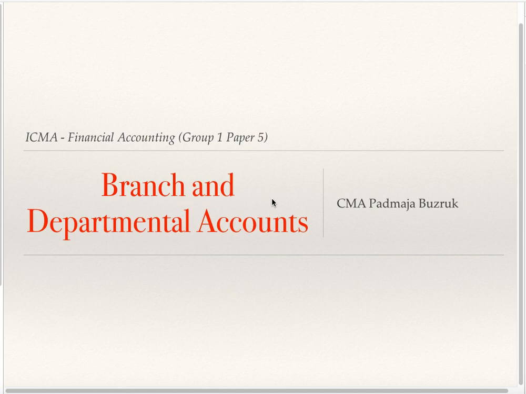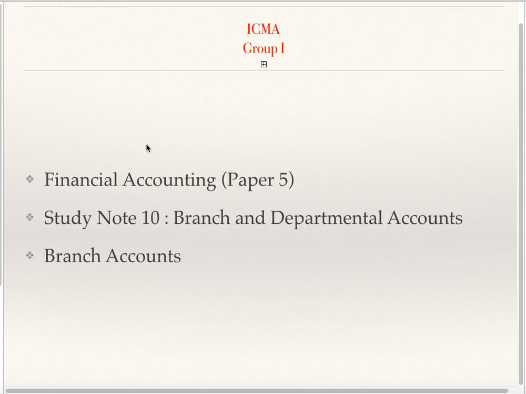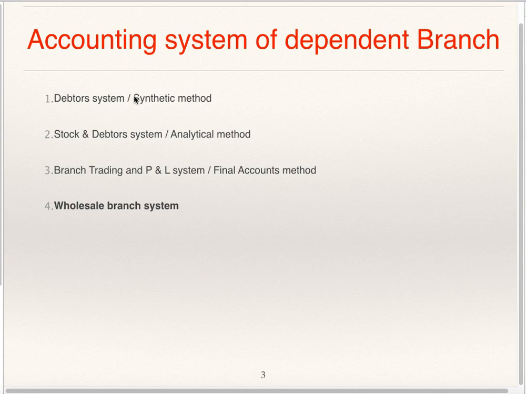I will be continuing with the topic branch and departmental accounts. Study note number 10, branch and departmental accounts. We are doing branch accounts. Accounting system of dependent branch. There are 4 accounting systems a dependent branch uses. We have already seen the first 3 accounting systems. Now today in this particular video I will be talking about the wholesale branch system.